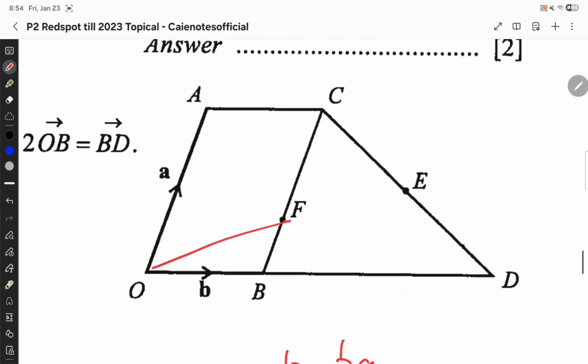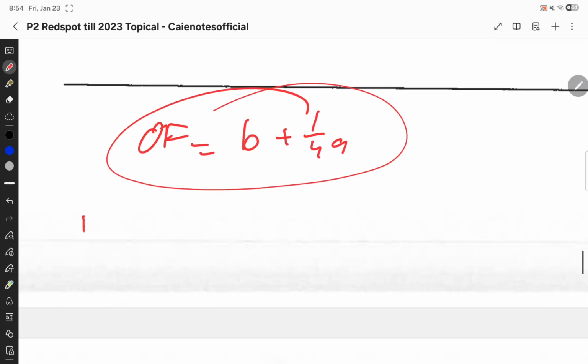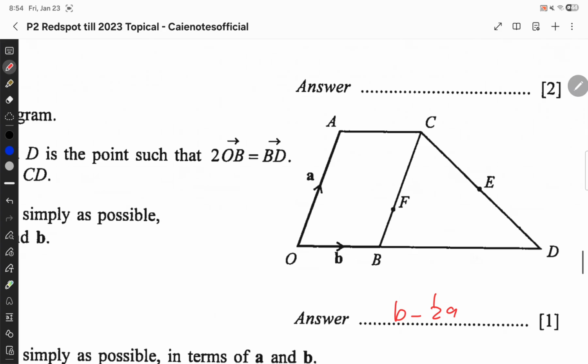Now questions will be only up to this point, but we want to find something else, these two. Now we know OF. You can just find FB and then reverse it, or directly B to F. Okay, so B to O and then O to F. So this is negative b plus this OF vector. So BF is equal to a quarter a.